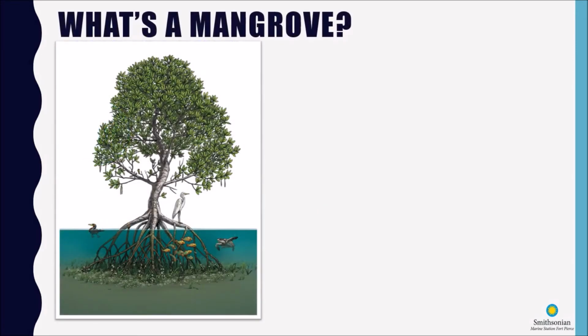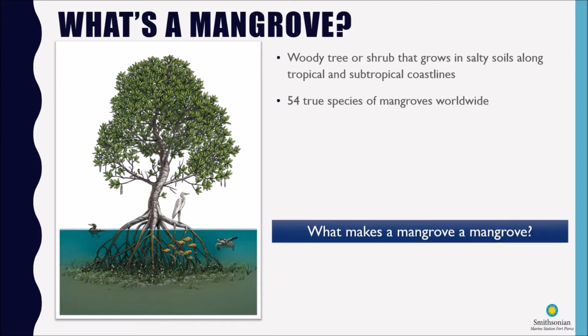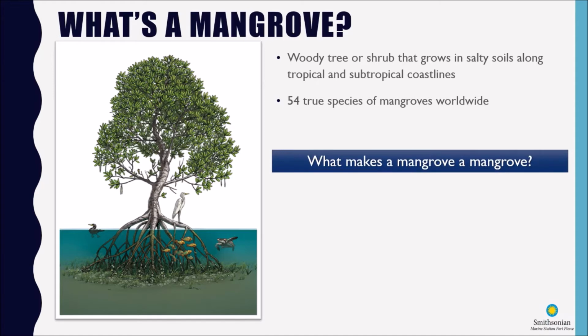So what is a mangrove? A mangrove is a woody tree or shrub that grows within reach of the tides in salty soil along tropical and subtropical coastlines around the world. We find 54 true species of mangroves worldwide. That includes the 3 species of true mangroves that we find here in Florida. We'll talk a little bit more about that in just a minute. And it's important to note that mangrove species are not necessarily closely related to each other, but they're classified as mangroves because they all share some common characteristics.